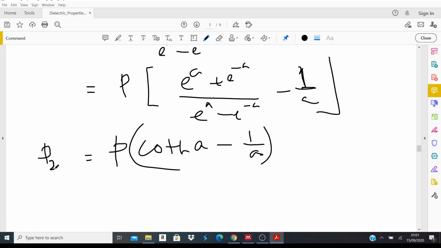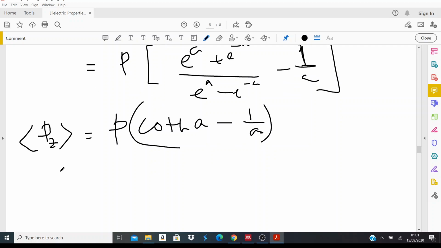So the average value of the electric dipole moment along the direction of the electric field, which is the z direction, is this formula, right? So we can write it as nothing but p times the Langevin function.